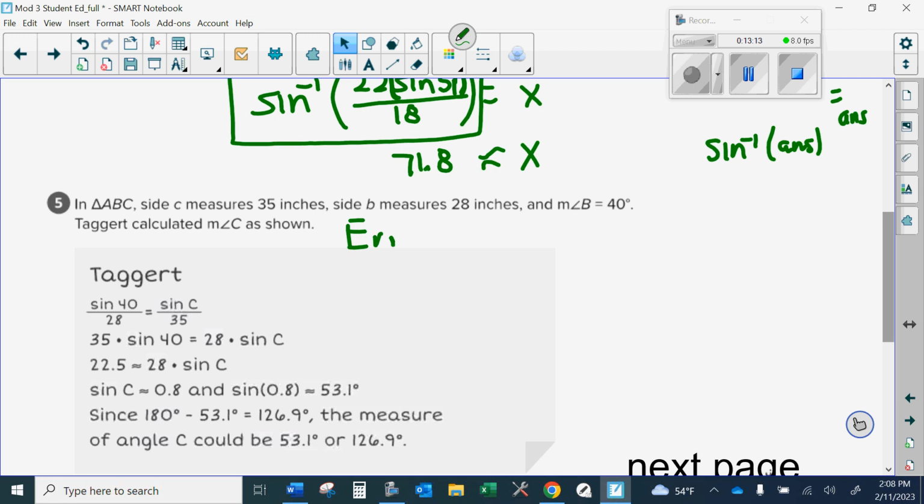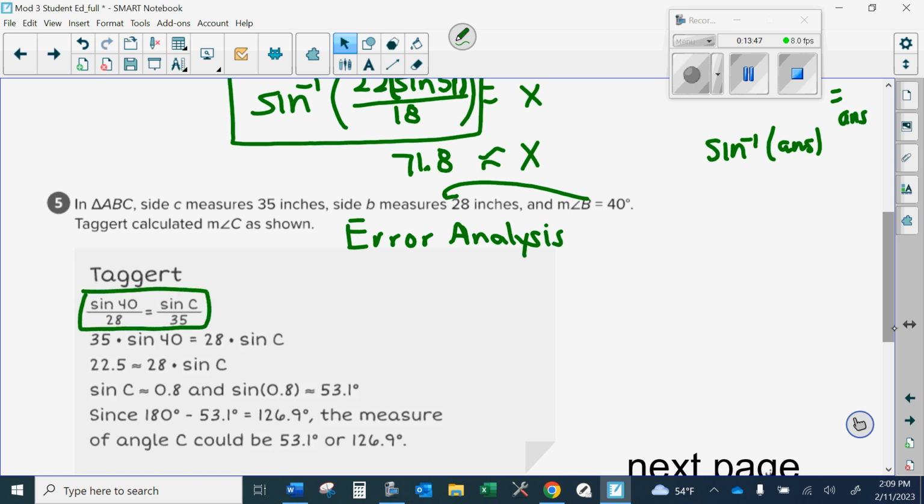Sometimes on the DCAS they have an error analysis where it's your job to find the student's error. Students made some common error. So side C is 35, side B is 28, and the measure of B is 40. So obviously we don't know what C degrees is. The measure of C is our X, or sine C as it says right there. So 40 is the degrees that goes along with B, which is 28. That's set up in sine C and 35. So this is all set up correctly. Set up the ratio, the proportion, correctly. They cross multiply correctly. 35 sine 40, yes. 28 sine C, that step is right.